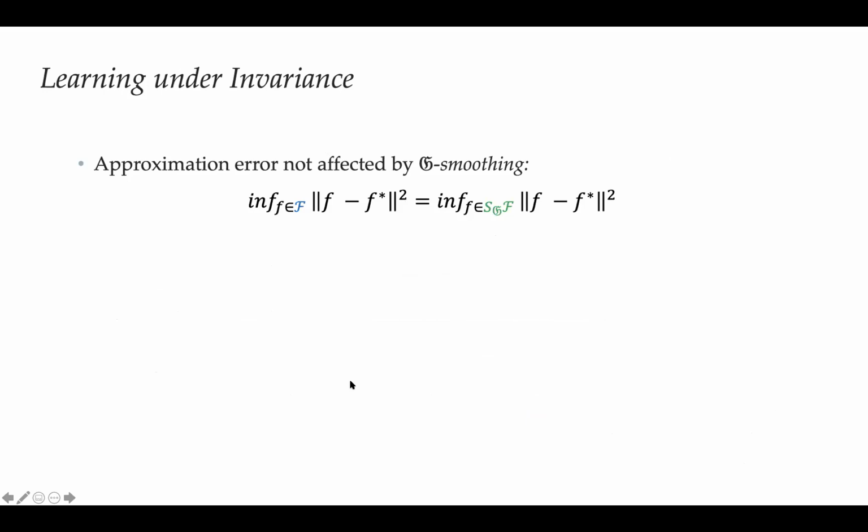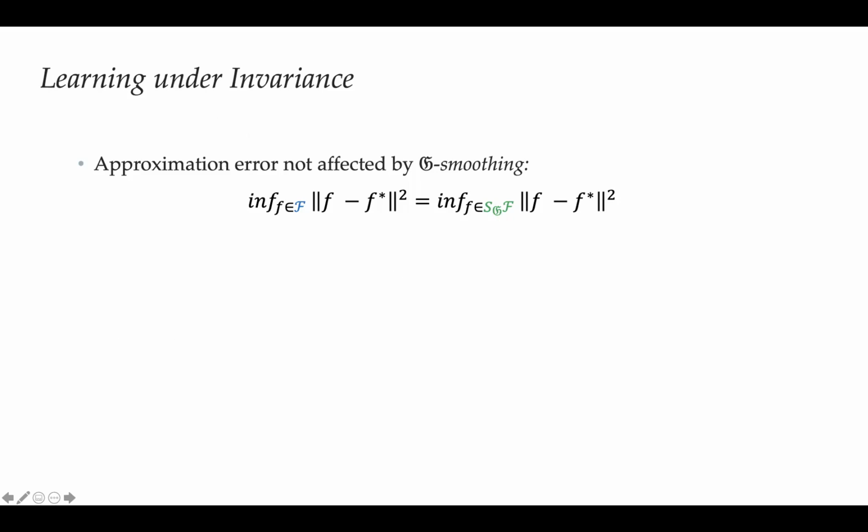I think this is also something that Taco mentioned to you an hour ago. It seems quite intuitive, but it's sometimes good to make it a bit more formal: the approximation error is not affected by G-smoothing. More precisely, if I think in terms of an L2 error, like a regression, the best approximation I can make to F star with my hypothesis class is equal to the best approximation I can make by restricting my hypothesis to be invariant.